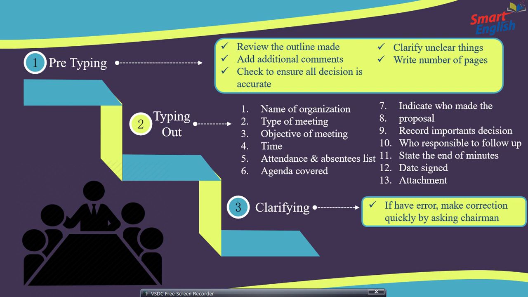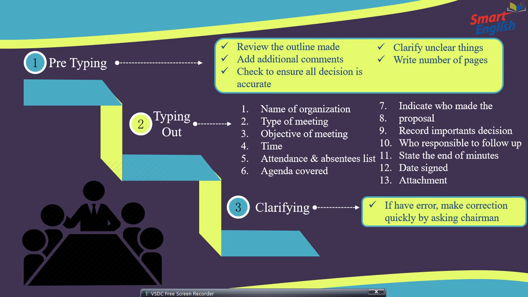Next, we move to the second point, which is typing out. On this point, the details that are necessary to be included in the minutes are the name of the organization, committee or institution. Next is the type of meeting, whether it is a daily, weekly, monthly, annual or special meeting. The third is the objective of the meeting, because we must have an objective to hold a meeting. Next is the list of attendance, where we must clearly state the chairman or chairperson and the secretary. Next is leave of absentees. We must have a list because we want to know who attended or not.